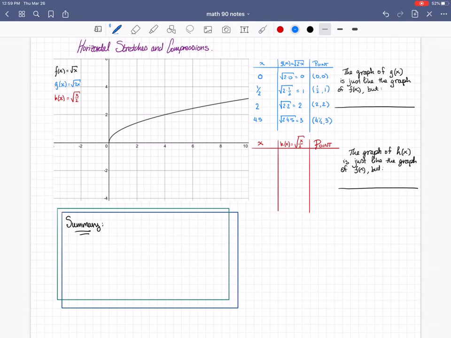So let's see what we got here. We have 0, 0. The nice thing about this particular scale is that 1/2 is just one square. So I have 1/2, 1, 2, 2, and then 4.5, 3. Okay. So there is that graph. So again, same shape, but this time kind of smushed.